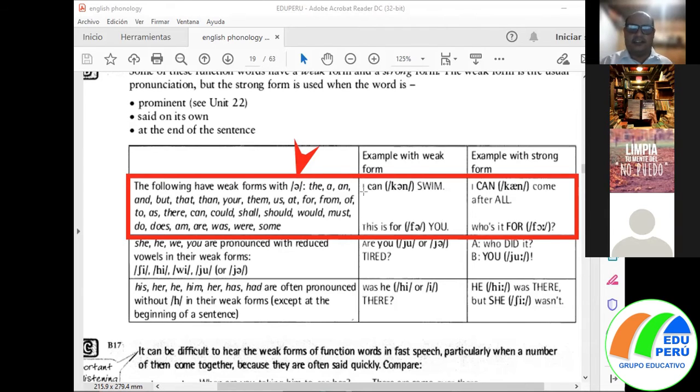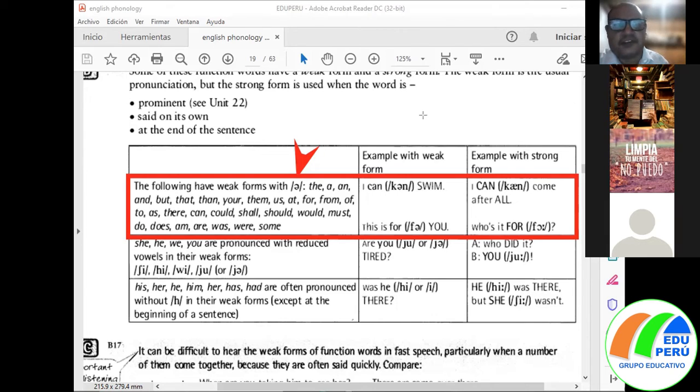Let's pass to the second column. Here you have the usual pronunciation of these words. I can swim. With the schwa, notice, I can swim. This is for you. For, with the schwa. This is for you.